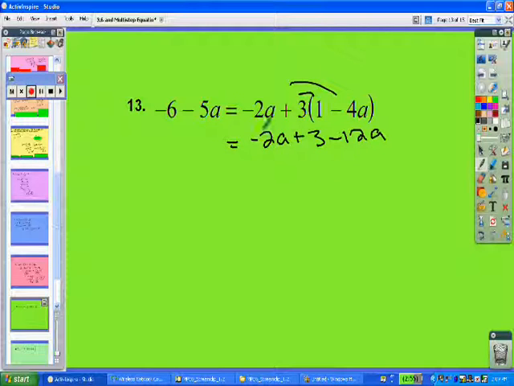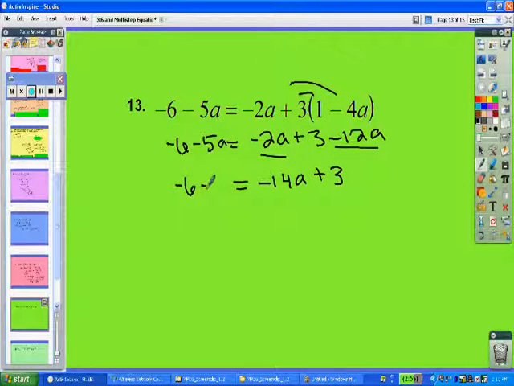So I distributed that 3 to both terms. Bring everything else down. I don't have any like terms on the left-hand side, but I do on the right-hand side. When I combine like terms here, I would get negative 14a. Bring down that plus 3 on the left-hand side because there are no other like terms on either side of the equal sign. The variables need to be on the same side, so I would go ahead and move this negative 14a by doing the opposite. So I'm going to have to add 14a to both sides of the equal sign.